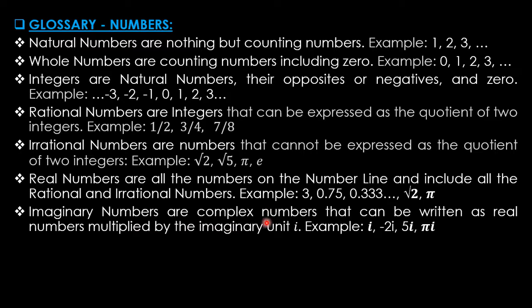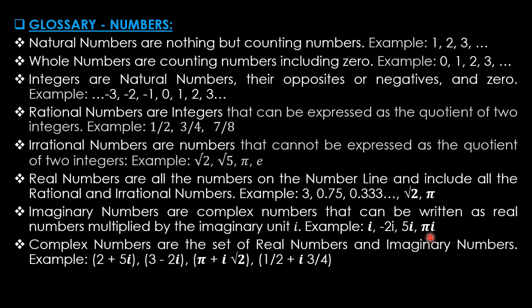Imaginary numbers are complex numbers that can be written as real numbers multiplied by the imaginary unit i, example i, minus 2i, 5i, pi i. Complex numbers are the set of real numbers and imaginary numbers.